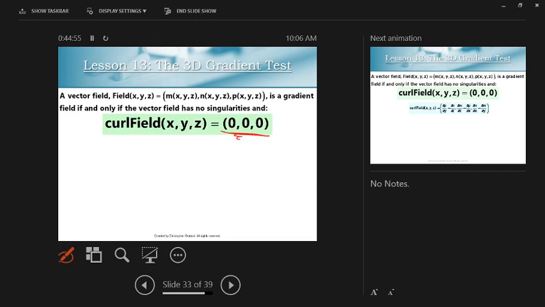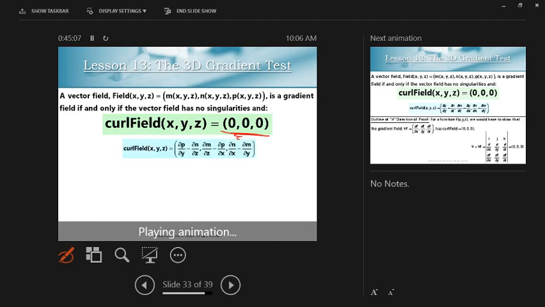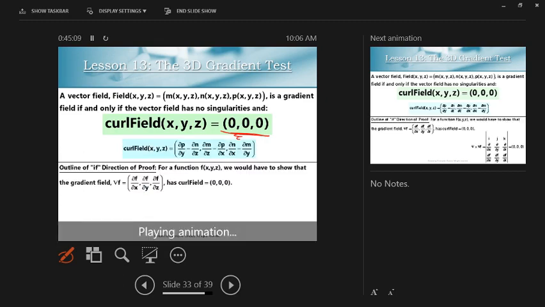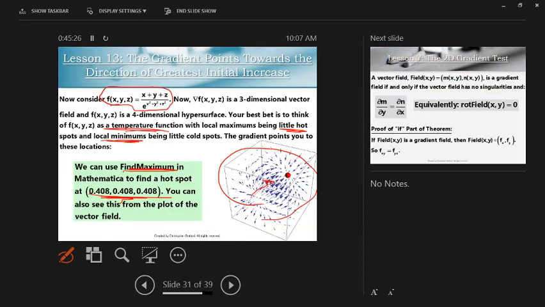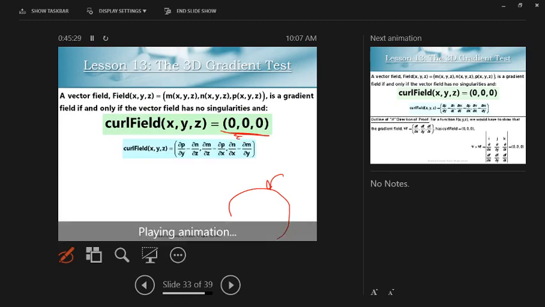So in three-dimensional space, a vector field is a gradient field if and only if it has no singularities, and the curl of the vector field is equal to the 0 vector, 0, 0, 0. So that's our gradient test for three-dimensional space. Here's a quick little proof in at least one direction. If you start with a surface, compute its gradient, you'll really quickly see that the curl for that gradient field has to be 0, 0, 0. If you just crunch the numbers on this determinant, you'll see it right away. So that should help there. Sorry, I just moved back slides by accident.